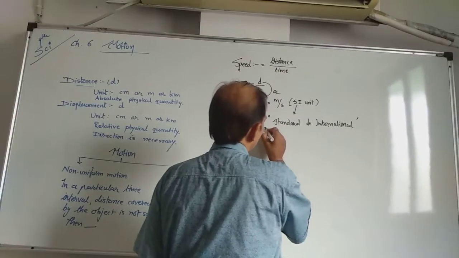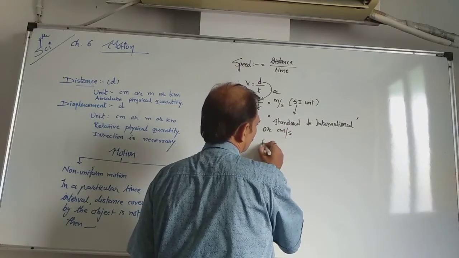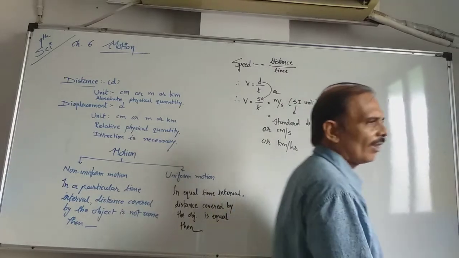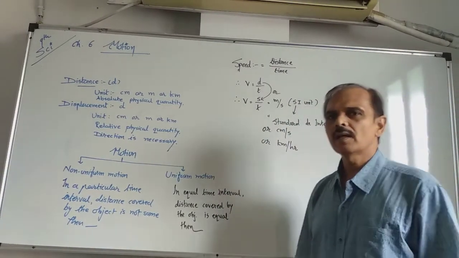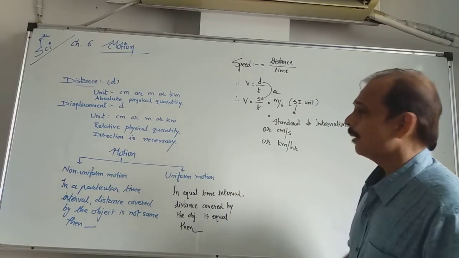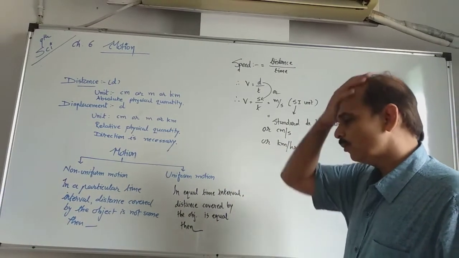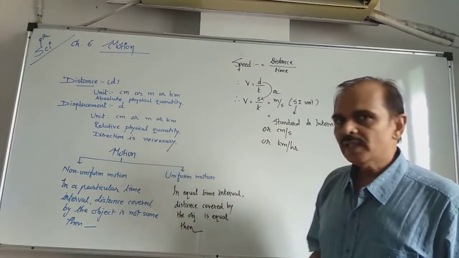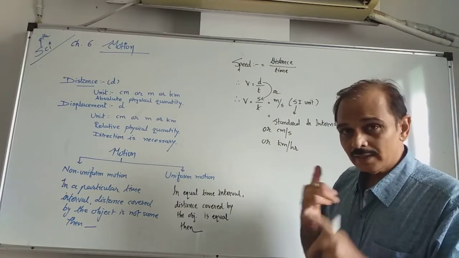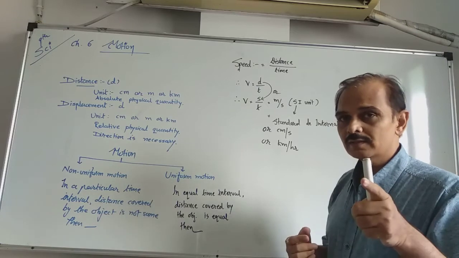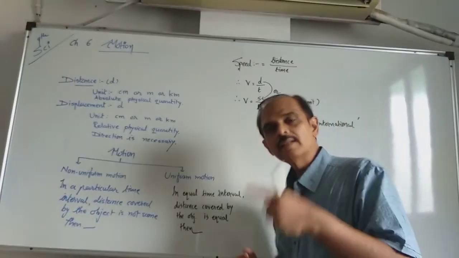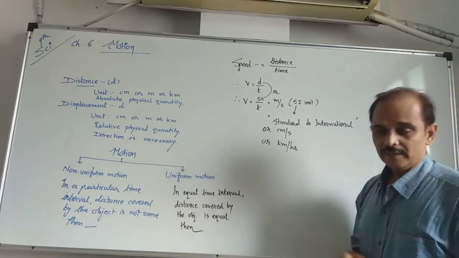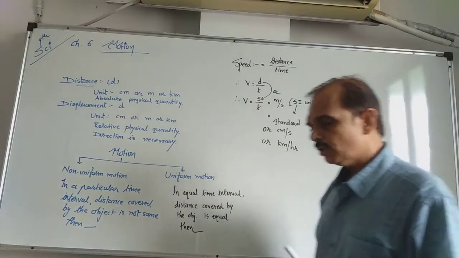The SI unit is meter per second. You can measure in centimeter per second also, or you can measure in kilometer per hour also. Kilometer per hour is a bigger unit. This is about speed. Now, can you say that speed is absolute or relative? To explain speed, reference is needed. If not, then absolute. If yes, then relative. Think about speed.